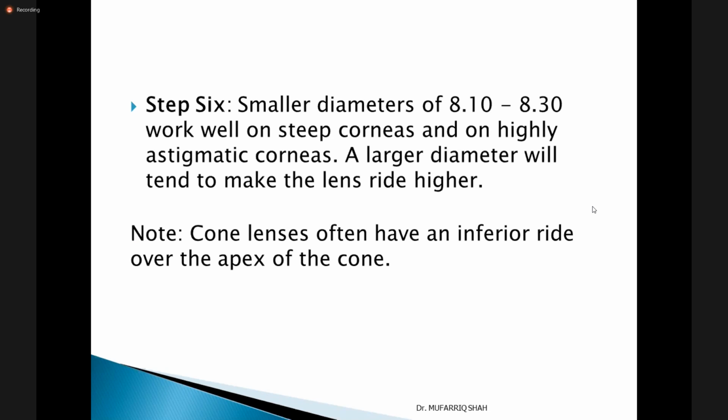Step 6, a smaller diameter of 8.1 to 8.3 millimeter works well on steep corneas and on highly astigmatic corneas. A larger diameter will tend to make the lens ride higher. Note that cone lenses often have an inferior ride over the apex of the cone, so you must be careful. It will work just like a wedge.